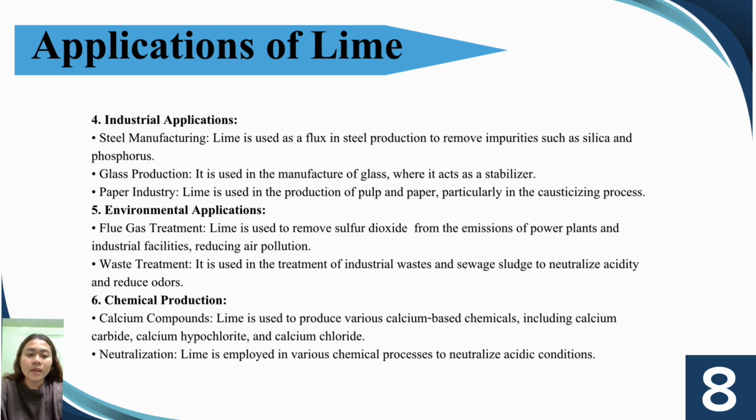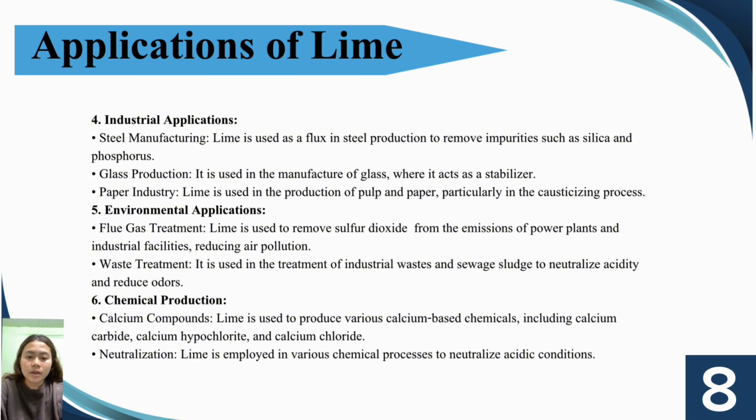Number 5, environmental applications. Flue gas treatment: lime is used to remove sulfur dioxide from the emissions of power plants and industrial facilities, reducing air pollution. Waste treatment: it is used in treatment of industrial waste and sewage sludge to neutralize acidity and reduce odors.